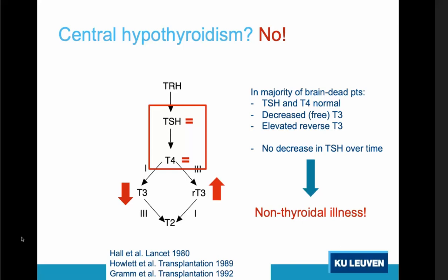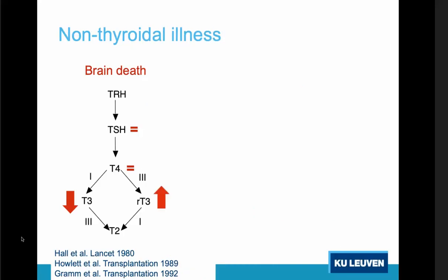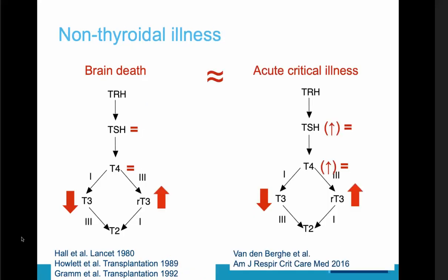And these alterations actually completely mimic the alterations that are seen in general in acute critical illness, with a decrease in T3 and a parallel increase in reverse T3. And in acute critical illness, this is caused by an inactivation of the deiodinases that convert T4 into T3.